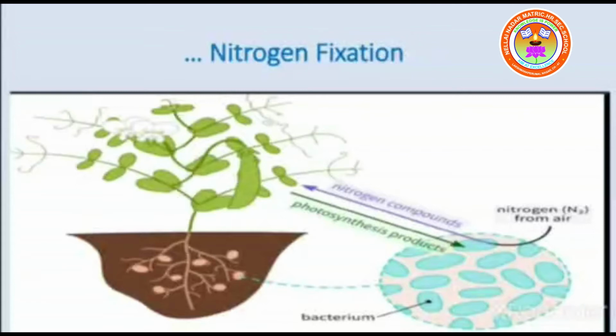Nitrogen fixation is the conversion of atmospheric nitrogen, which is in inert form, to reactive compounds available to living organisms. This conversion is done by a number of bacteria and blue-green algae. Leguminous plants like pea and beans have a symbiotic relationship with the nitrogen-fixing bacteria Rhizobium. Rhizobium occurs in the root nodules of leguminous plants and fixes nitrogenous compounds.